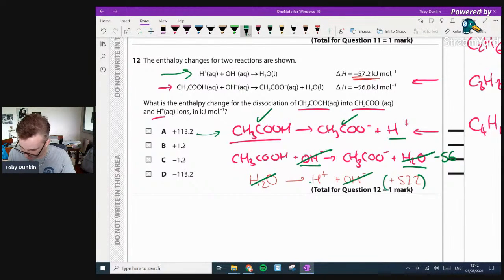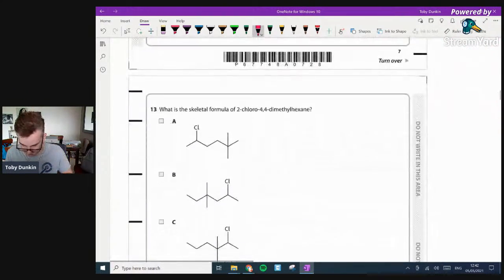Now just add them together. So, brackets, minus 56, close brackets, plus brackets, plus 57.2, because I reversed it. Gives me a change of 1.2 positive. The answer is B. Tricky.